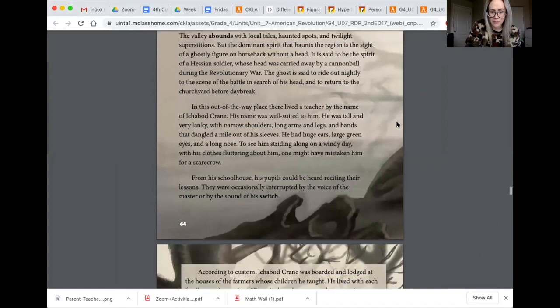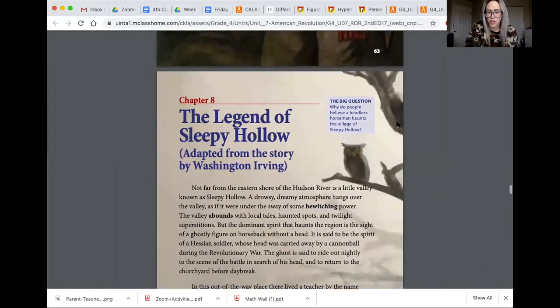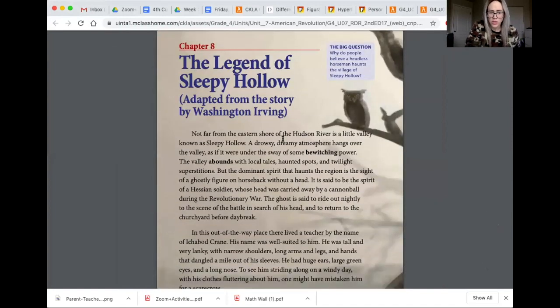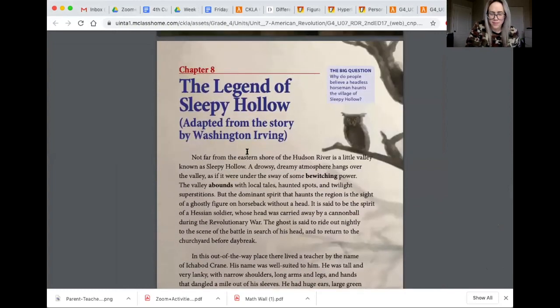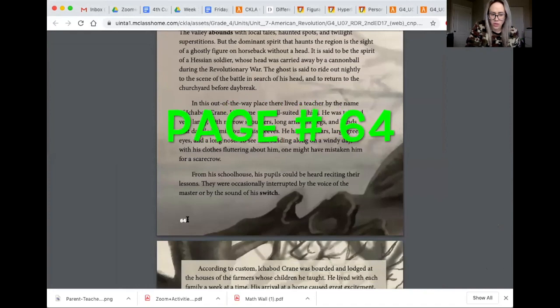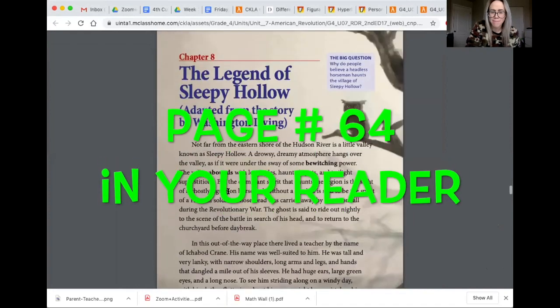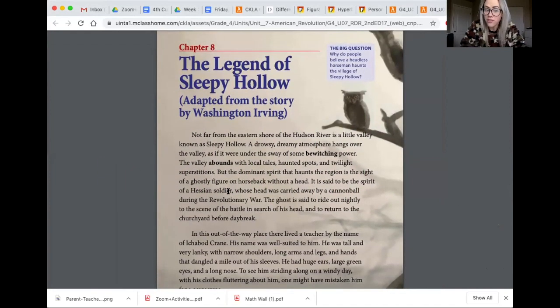All right, my friends, remember, in your electronic reader, you're going to find the story where it says The Legend of Sleepy Hollow, and it's on page 64, so you'll want to look at that on the bottom. Okay, here we go. We're going to go ahead and start. Not far from the eastern shore of the Hudson River is a little valley known as Sleepy Hollow. A drowsy, dreamy atmosphere hangs over the valley as if it were under the sway of some bewitching power. Remember, that was our first simile that we found.